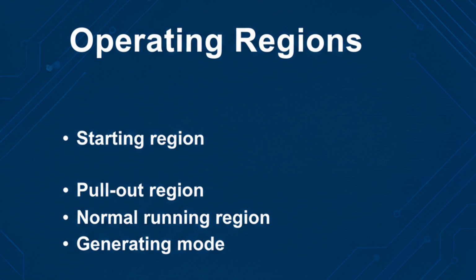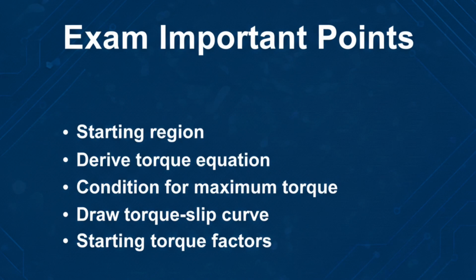At starting, slip is high and speed is low. In the normal running region, slip is small and speed is close to synchronous speed, and this is where most motors operate in practice. At the pull-out or breakdown point, torque is maximum and the motor is just on the verge of stalling. If the load torque exceeds this maximum torque, the motor will slow down rapidly and may stop. There is also a generating mode when the rotor is driven above synchronous speed by an external prime mover, causing slip to become negative and power to be fed back to the supply.